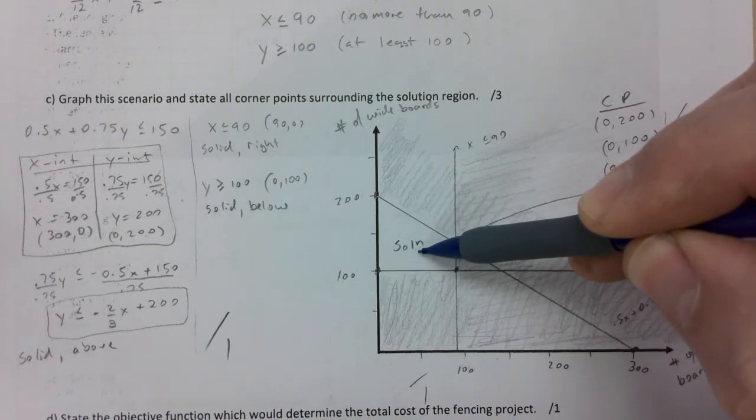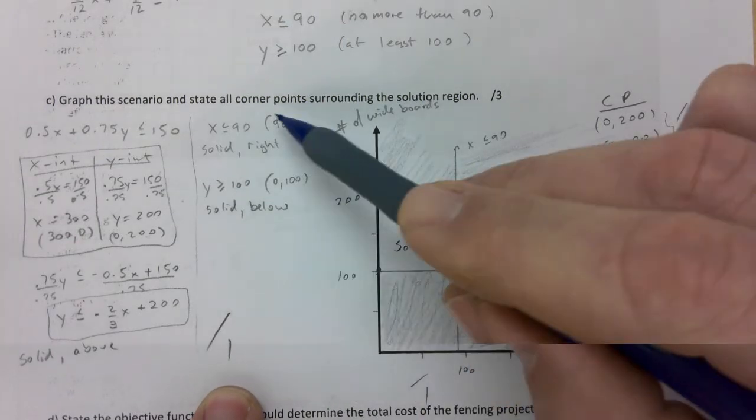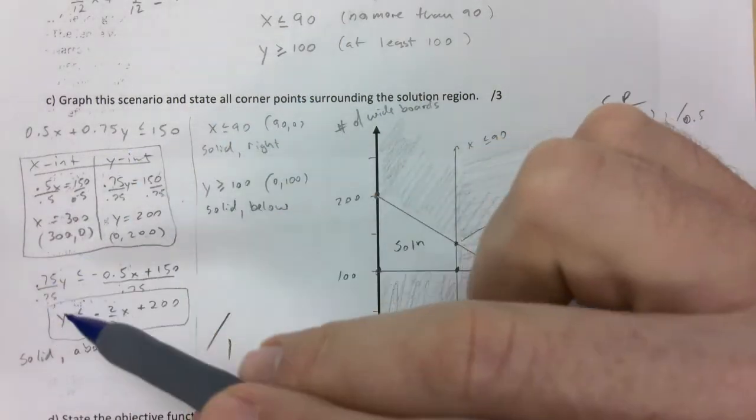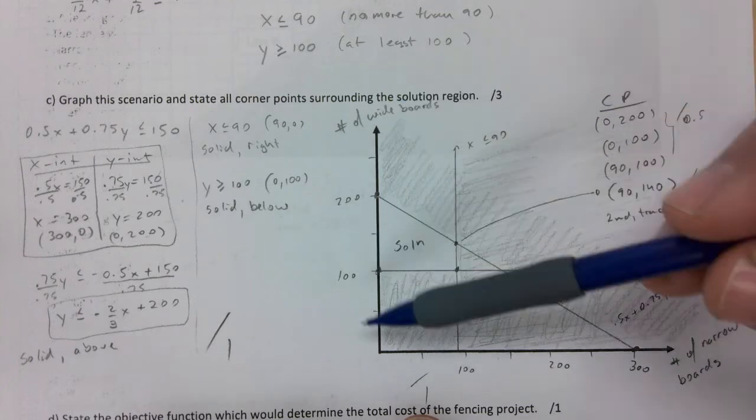It should be labeled. So if you see the mark allocation, you get 1 mark for all of this. I might give you more on a test because then it's easier to do. And then 1 mark for the graph.